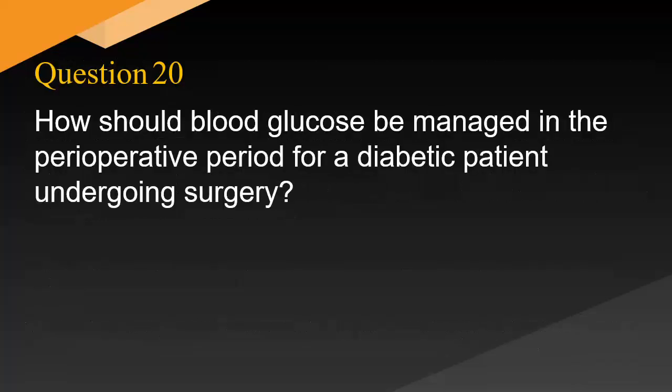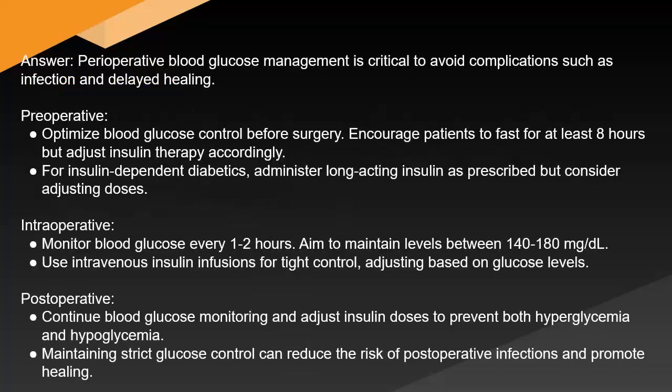How should blood glucose be managed in the perioperative period for a diabetic patient undergoing surgery? Answer: perioperative blood glucose management is critical to avoid complications such as infection and delayed healing. Preoperative: optimize blood glucose control before surgery. Encourage patients to fast for at least 8 hours, but adjust insulin therapy accordingly. For insulin-dependent diabetics, administer long-acting insulin as prescribed but consider adjusting doses.